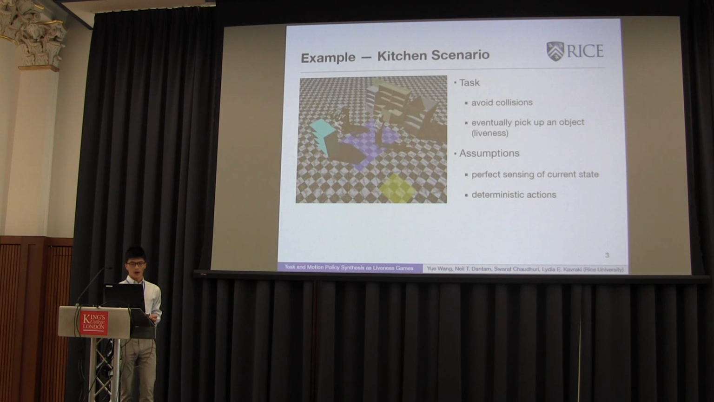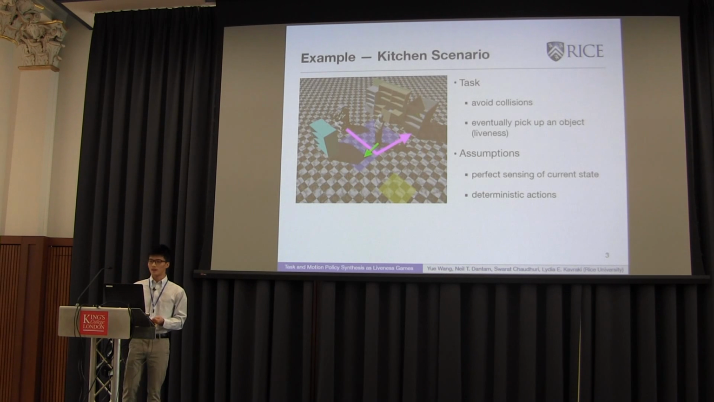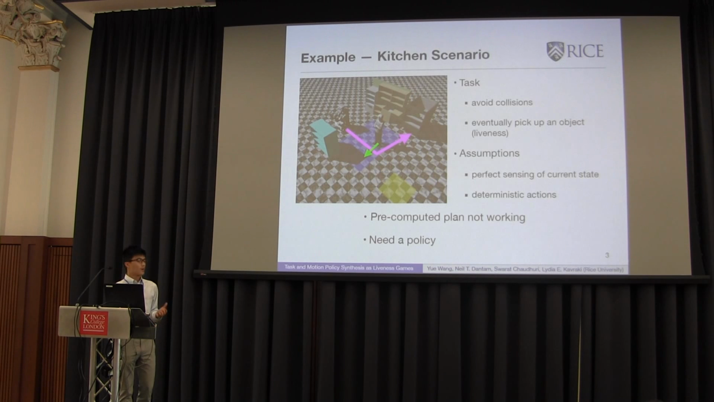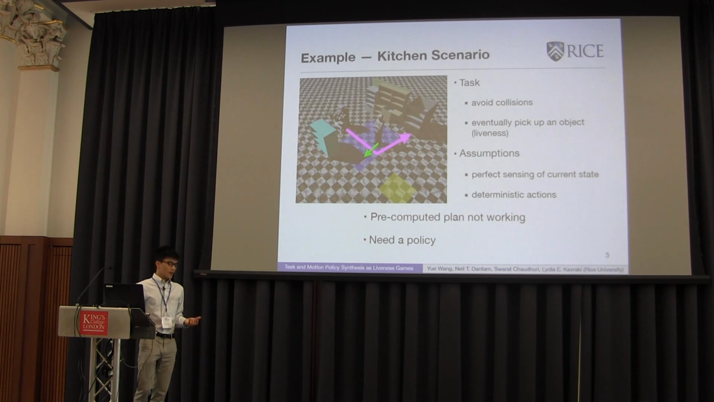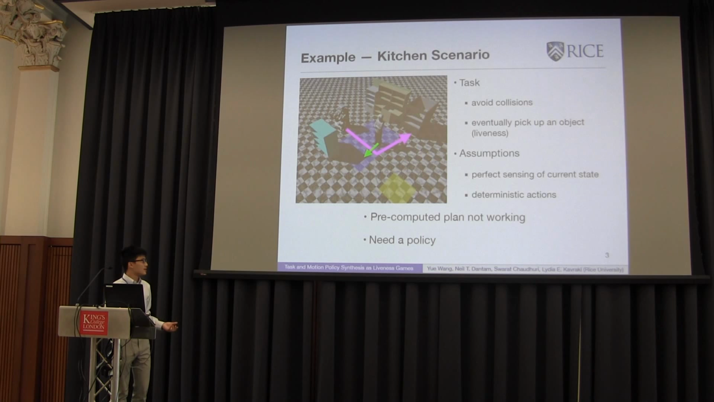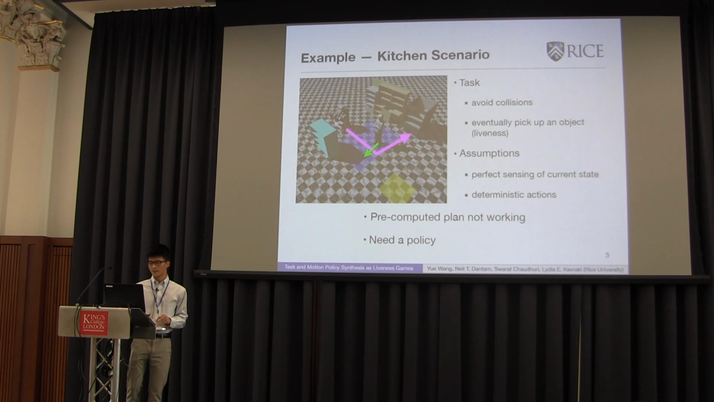If we still use the pre-computation approach, we may come up with a plan, as the pink line shows here. The problem is that when the robot is executing this plan, if a person moving in this direction, it's very likely that the robot will run into a person, which is not what we want. So as you can see here, the pre-computation is not working. In this case, we need a policy that can guide the robot to accomplish a task. So the planning problem is not to pre-compute a single plan, but a policy that tells the robot what to do based on the current state.